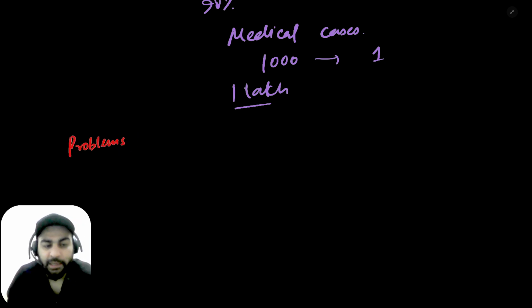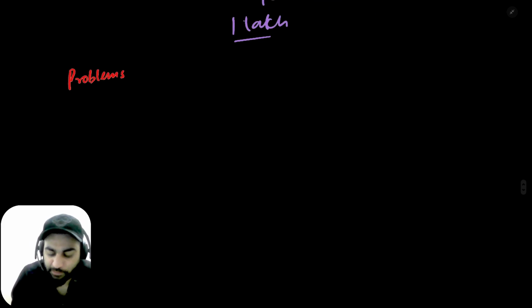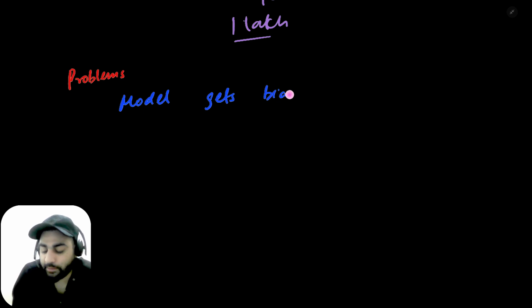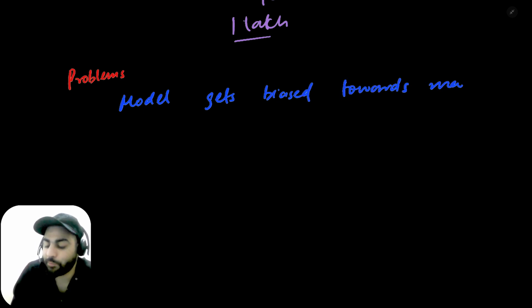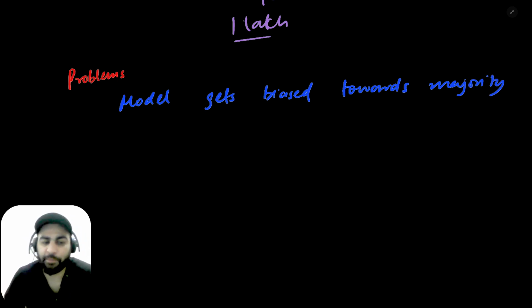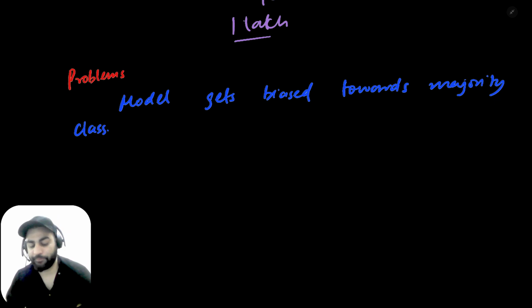The problem is that the model gets biased towards the majority class. Not all models though. There are models which possess the inherent quality, they deal with the imbalance. But most of the models, they have this problem. The model gets biased towards the majority class. That's the first problem. Okay.